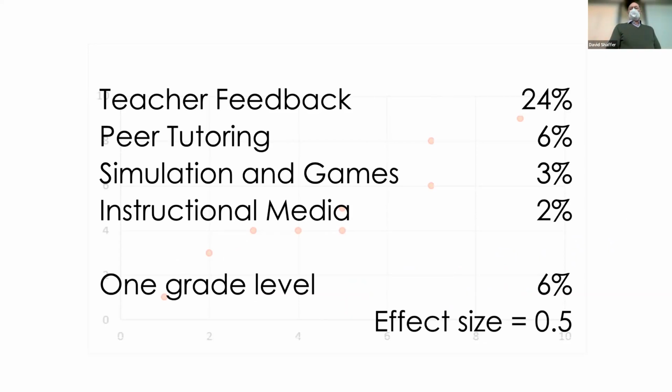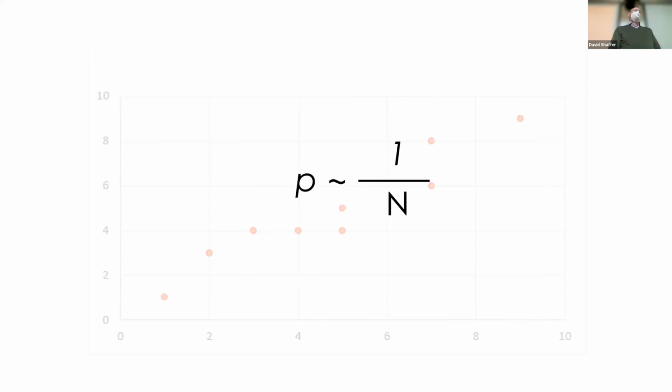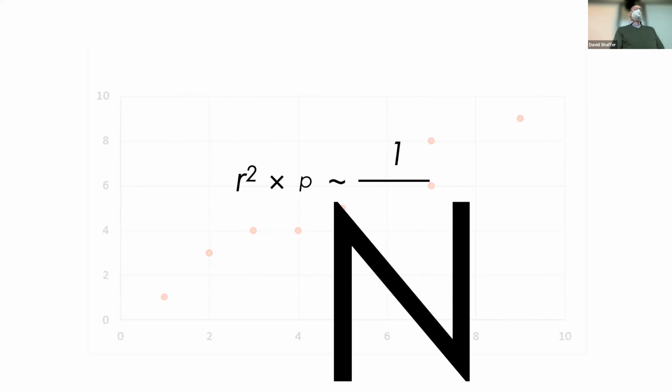So here's the thing. When I gave you this formula, I was cheating a bit because the formula is actually this, which means that as n goes up, p goes down. As n goes way, way up, R-squared goes way, way down. Let me give you an example of this.